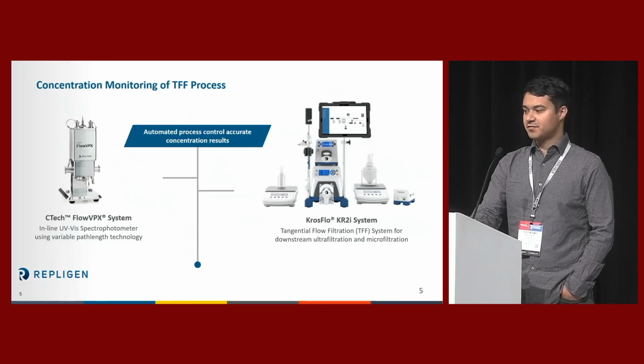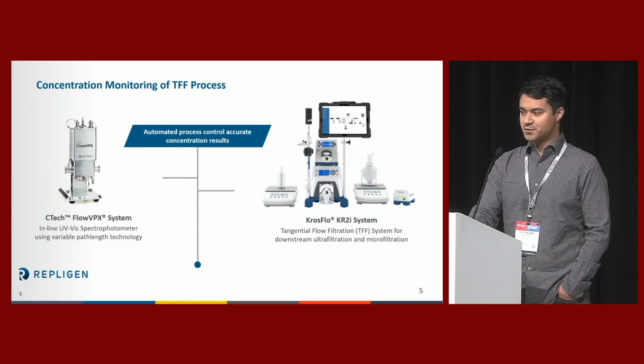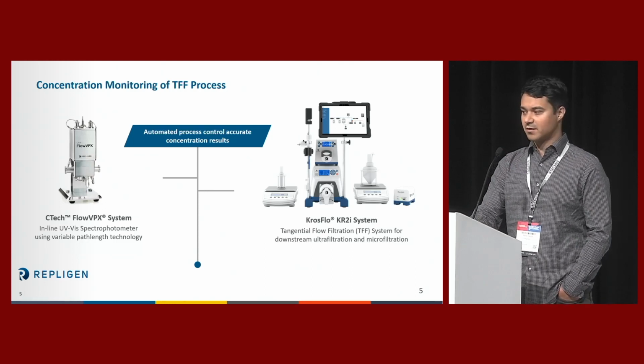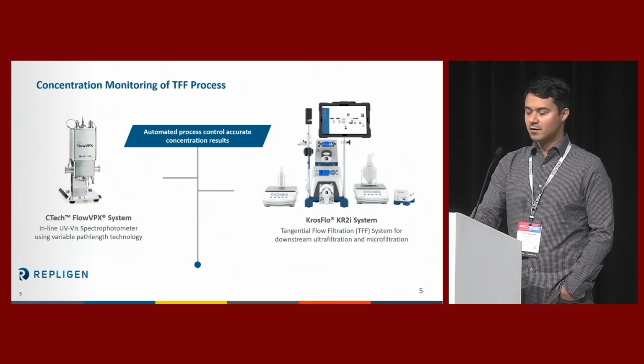So to address these challenges, we've unified C Technologies' FlowVPX system, which uses variable path length technology for inline spectroscopy, as well as the KrosFlo KR2i TFF System. So by unifying these two systems, this allows for automated process control, yielding highly accurate concentration results.